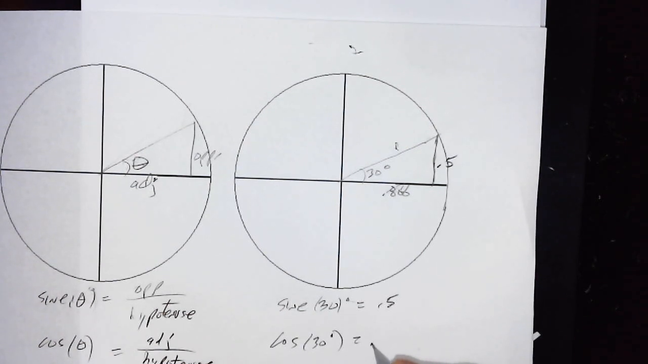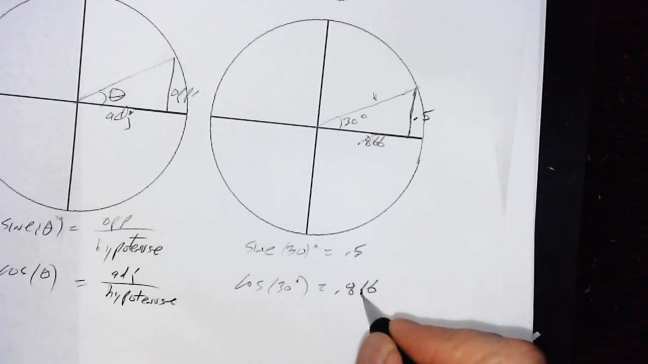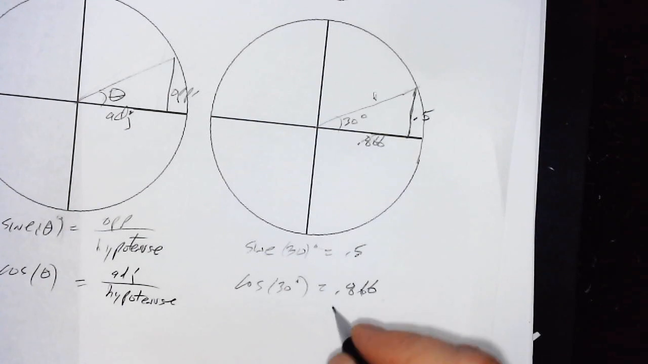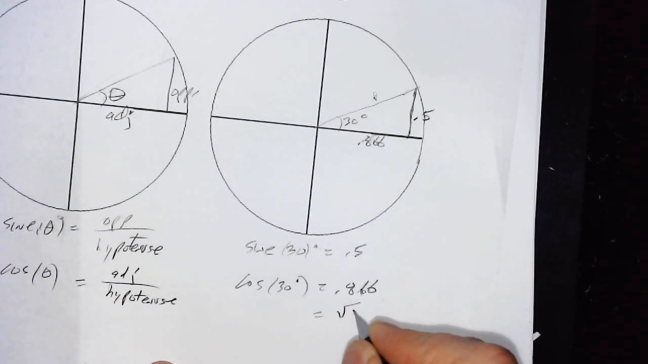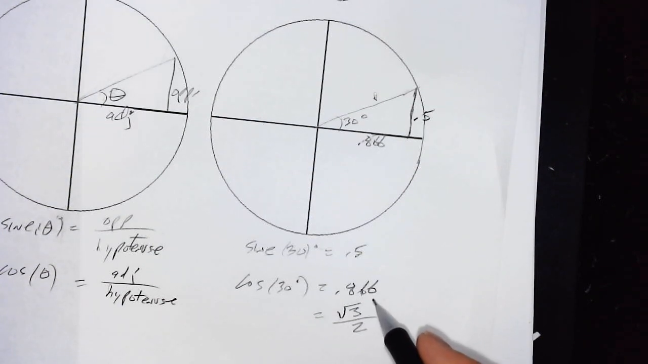Now one more thing about that. It's 0.866, even a weirder decimal than that. But you know what this really is? It's the square root of 3 over 2. Now, why is it the square root of 3 over 2?